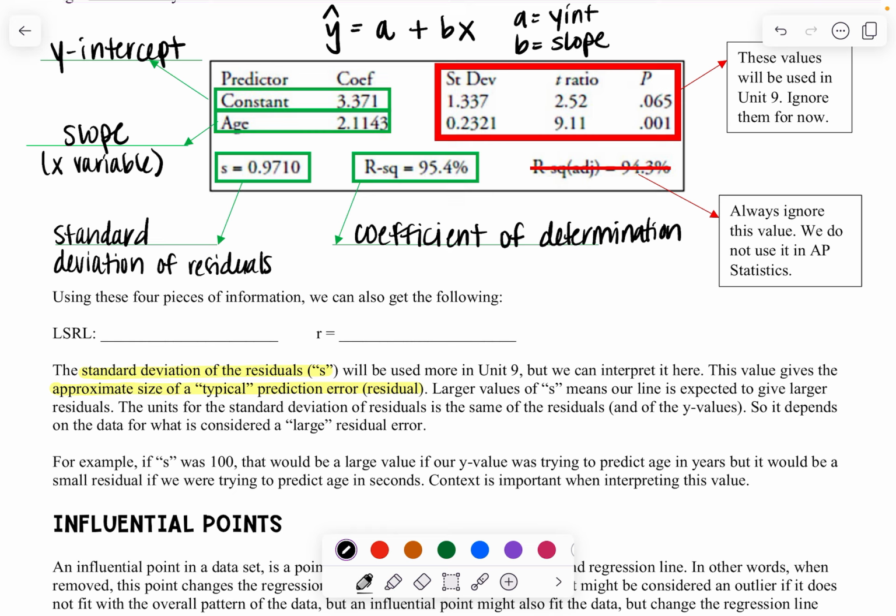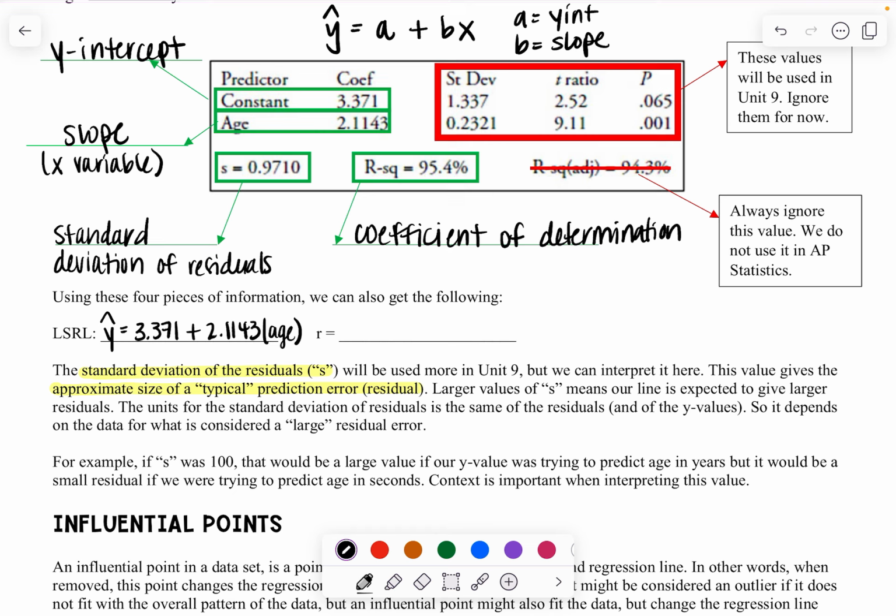Now, having all of these pieces, I can create the least squares regression line. I don't really know what this data set is predicting, so I'm going to just call it y hat for now. I'm going to put in my constant, my y-intercept of 3.371. I'm going to put in my slope of 2.1143 and my x value of age. Now that I have my linear regression made, I can go ahead and find my r value.